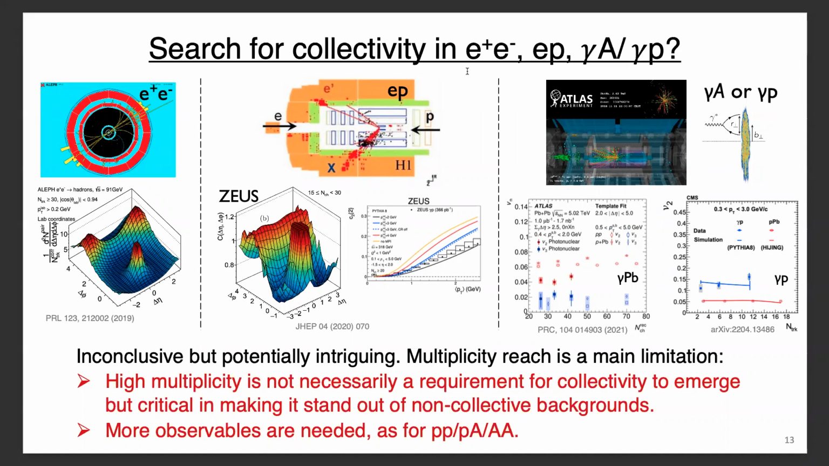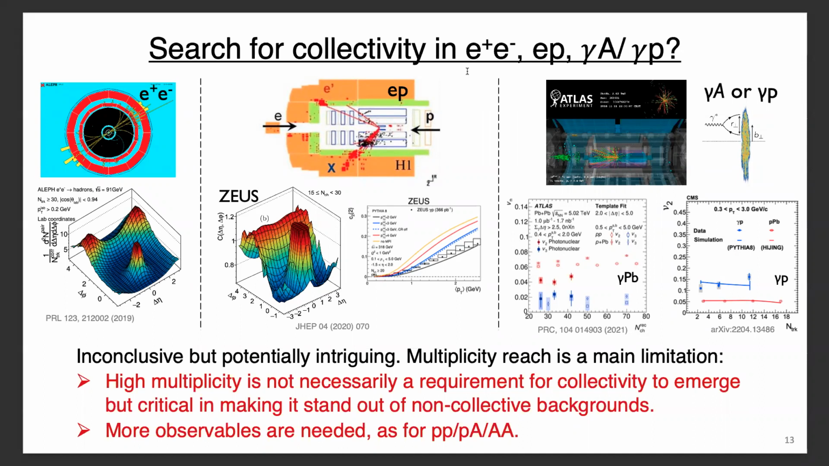But I would say it's inconclusive. For these systems, it's inconclusive whether we see the flow effect or not, but it's intriguing. And all these systems are limited by the multiplicity. So I don't think we can say that E plus E minus has no flow effect yet. But the multiplicity that has been probed is really limited.